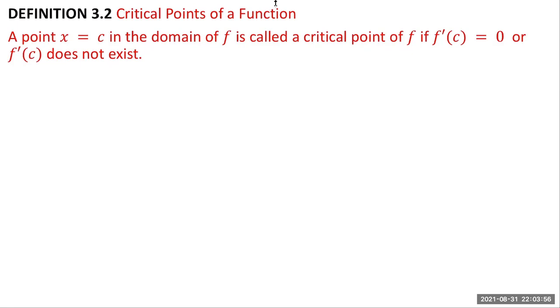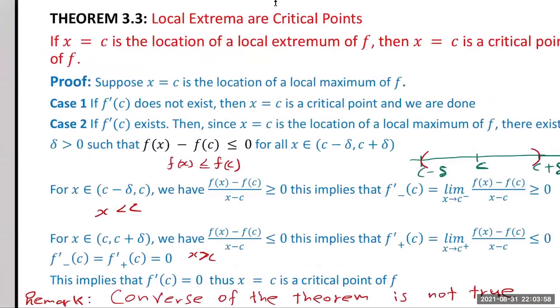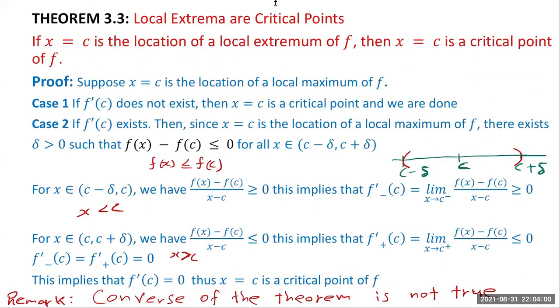All right, let's move on. The next thing I want to talk about is this theorem, Theorem 3.3, local extrema are critical points. Here is the statement of the theorem. If x is equal to c is the location of a local extremum of f, then x is equal to c is a critical point of f.